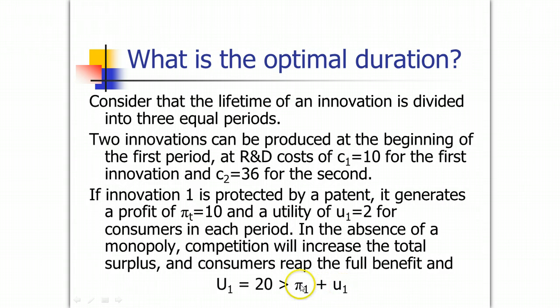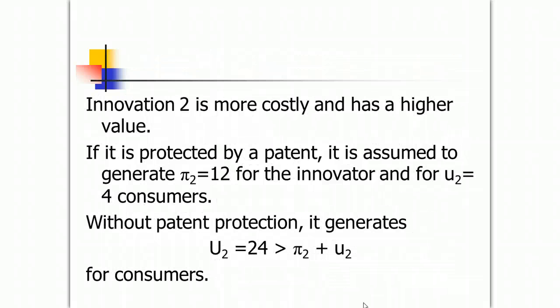Pi 1 plus U1 is 12. Society is better off without the patent protection. Consumer surplus is 20, so 20 is greater than 12. So society is better off without the patent protection. So perhaps we should move there as quickly as possible. Why delay it any longer?